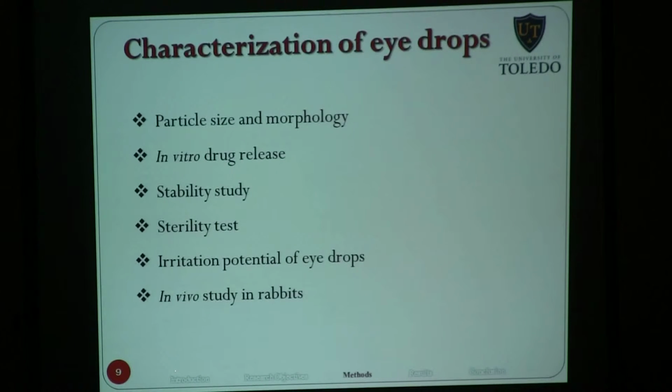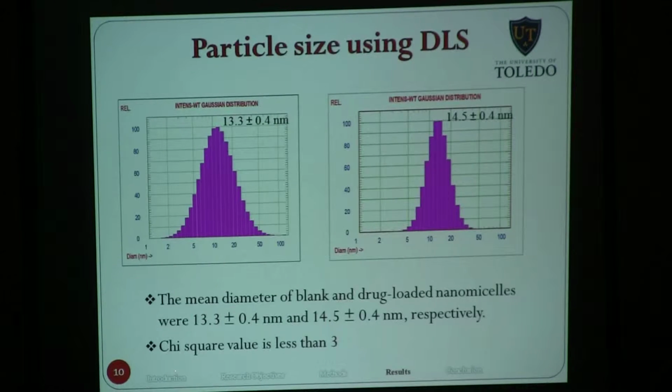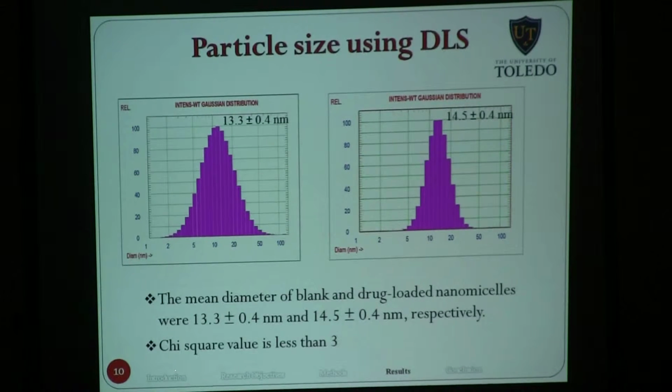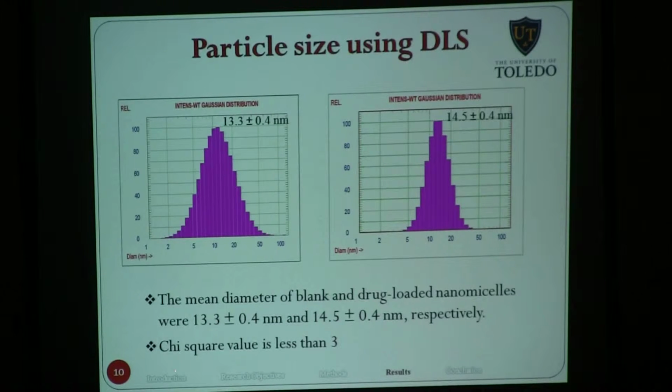We have characterized the formulation for particle size, morphology, then in vitro drug release, stability study, sterility test, irritation potential of eye drops, and then we did some in vivo studies in rabbits. So let me go through this one by one. So coming to particle size, we have used dynamic light scattering technique in order to look at the particle size of nanomicelles. We have two graphs.